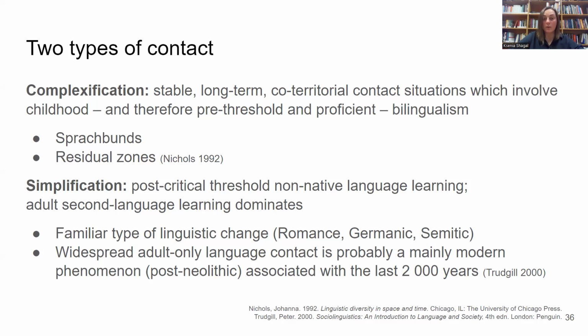On the other hand, if we are dealing with post-critical threshold, non-native language learning, so adult language learning, second language learning, then it leads to simplification. And this is what happened in most cases that we observed, like in many Romance languages or Germanic languages that are now morphologically more simple than they used to be at their earliest stages. Trudgill also says that probably this kind of language contact is mostly a modern phenomenon, so post-Neolithic, associated with the last 2000 years. So it's more typical for older communities to have this stable co-territorial contact situation.